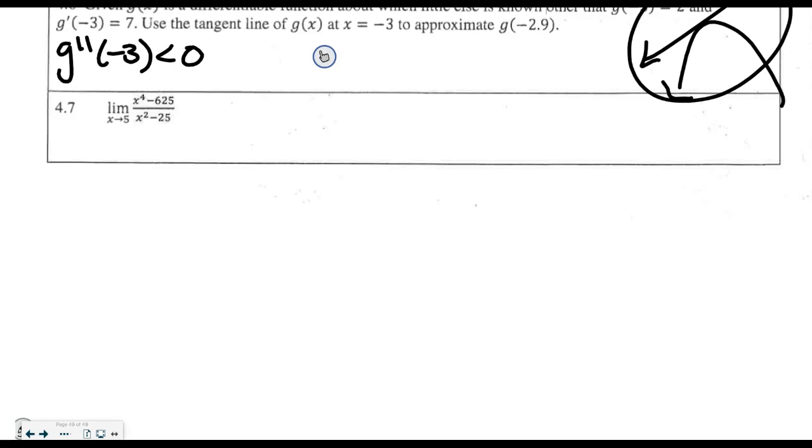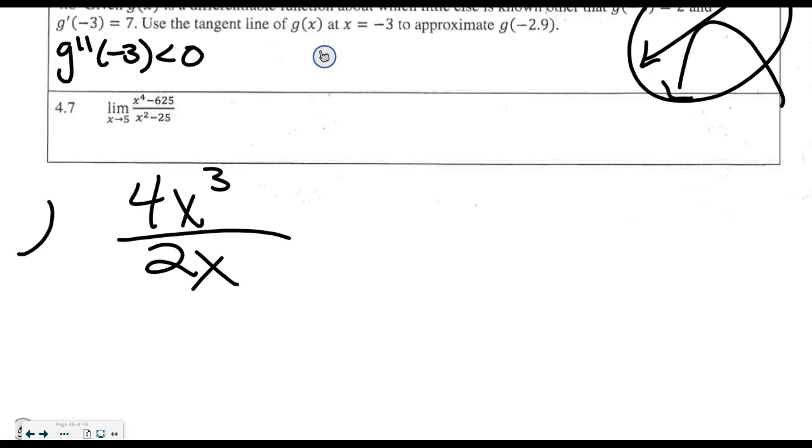You can L'Hopital. Seriously, Rion. All right. It's his name, Rion Weingerd. So you could L'Hopital. You could say I'm going to do 4x cubed over 2x. And then do what? Plug it in again. I'm going to go do that. Oh, 5 cubed, 125. What is it? 500 over 10. Okay, whatever.